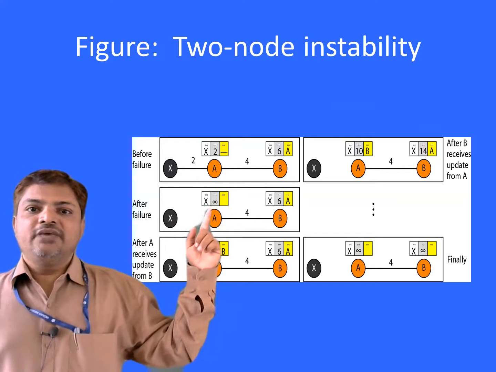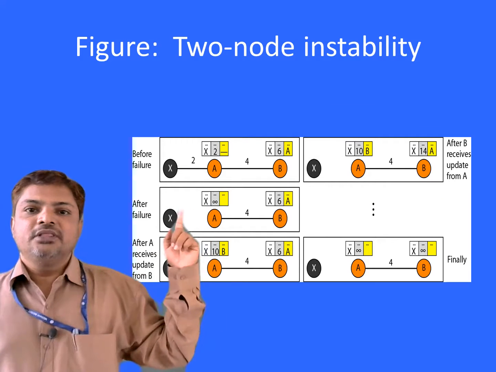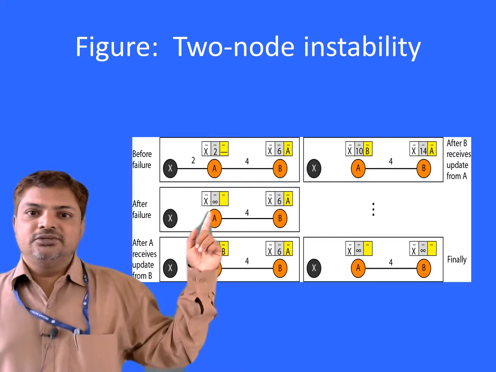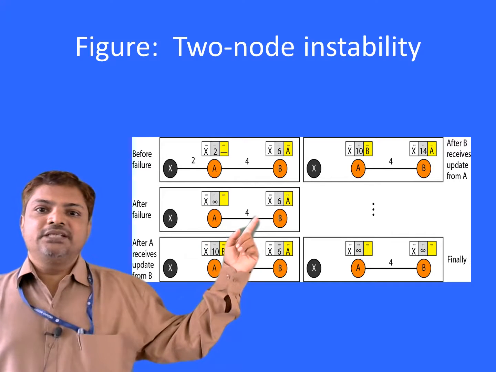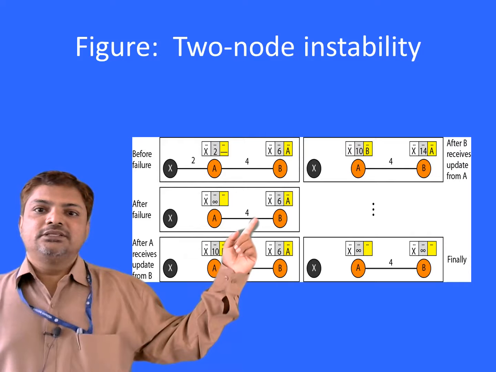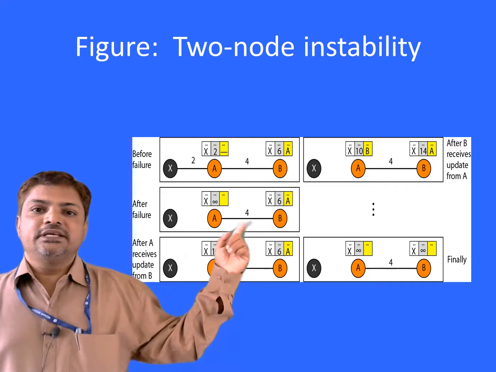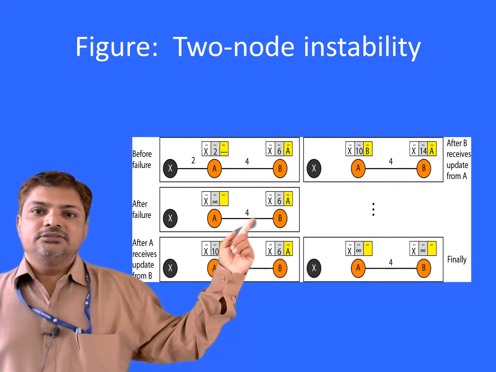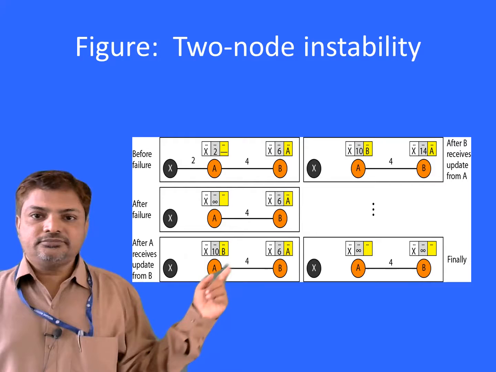So the node A value is updated to infinity because there is no path from A to X. That's why the node value is updated to infinity. The base value is kept as it is. The B value is X, 6, A. So its value is kept as it is. The path to reach X is through X and the cost to reach is 6.